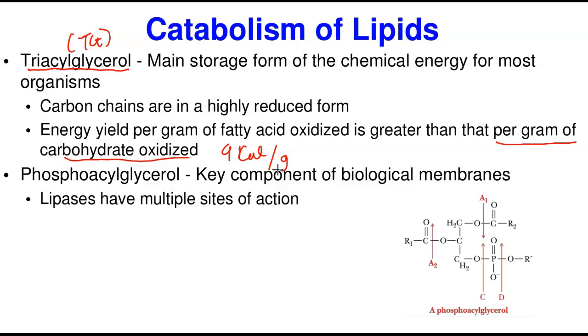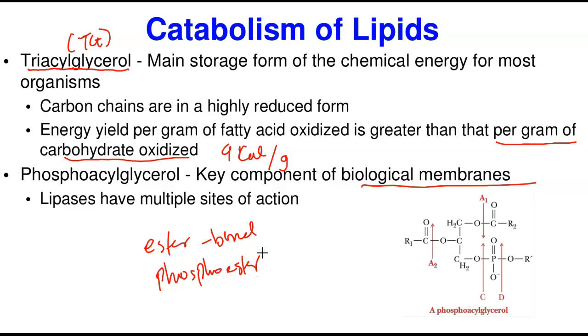So phosphoacyl glycerol, of course, is the key component of biological membrane, and it also can be broken down into fatty acid, glycerol, and the respective other components. And the enzymes that do this are the lipases. And what are the lipases specific for? Attacking ester bonds. Of course, what you find in triacyl glycerol are just ester bonds. And if it involves phospholipids, you have phosphoester bonds too.